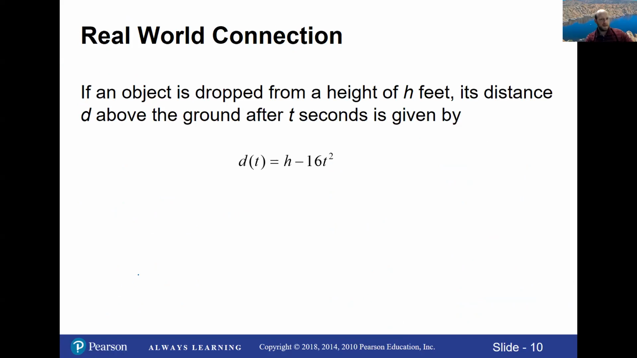All right, let's do some applications here. So let's do a little bit of a real world connection here on an actual problem. So here's a formula that I'll give here. If an object is dropped from a height of h feet, its distance d above the ground after t seconds is given by d of t equals h minus 16t squared.